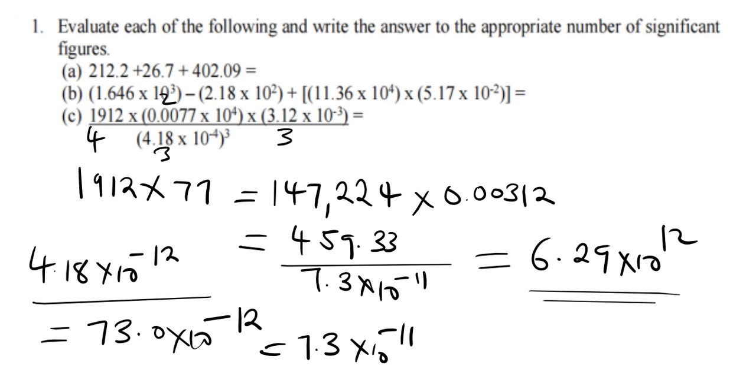So now we're just supposed to express this to 2 significant figures. It's going to be 6 point. We have a 2 there and we have a 9 following it. So in this case, we're going to add the 1 to the 2. We're going to have 6.3 times 10 to the power 12. So that is how we solve the first question.